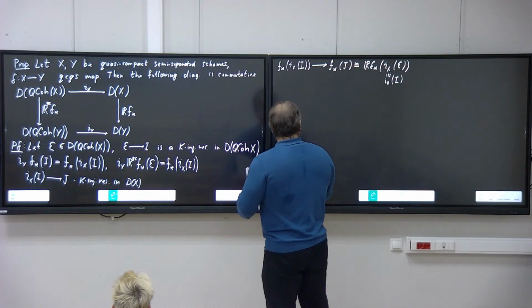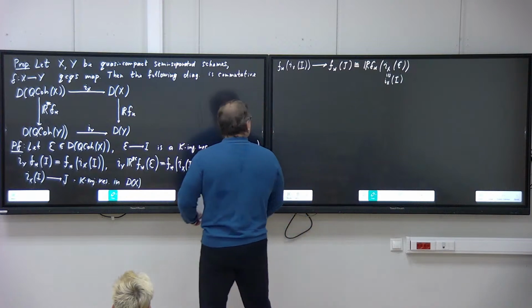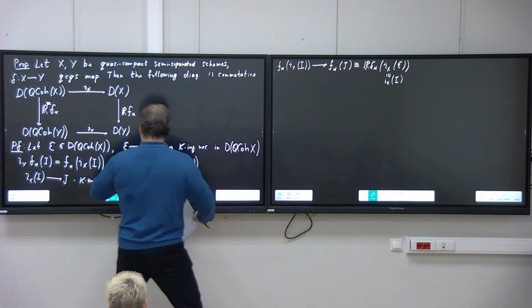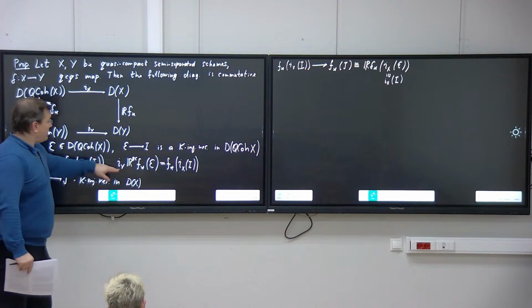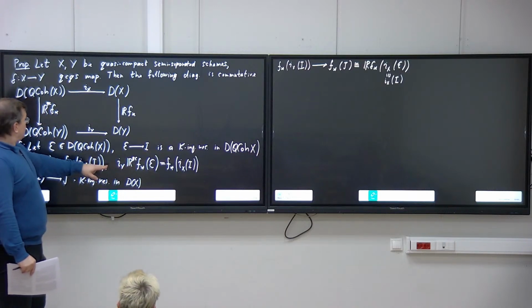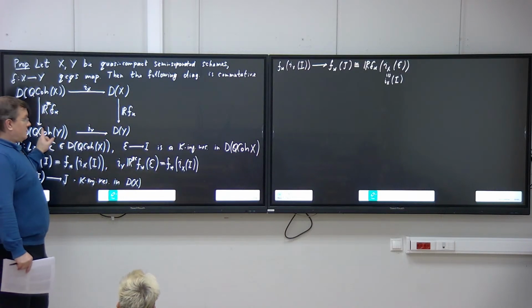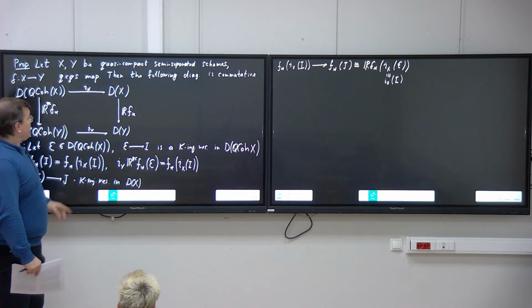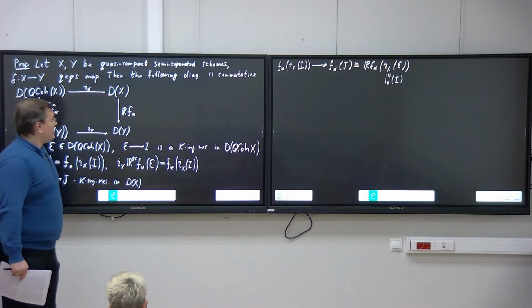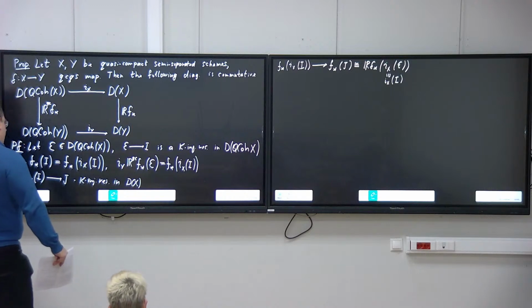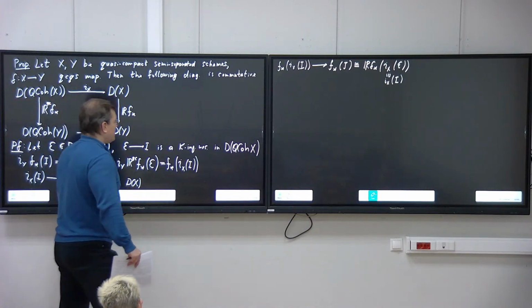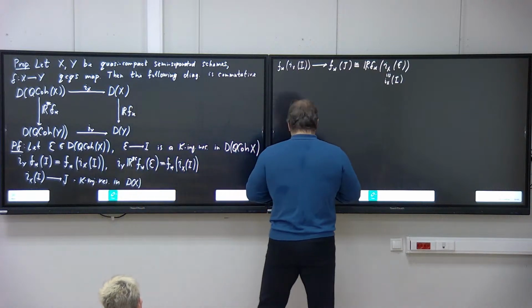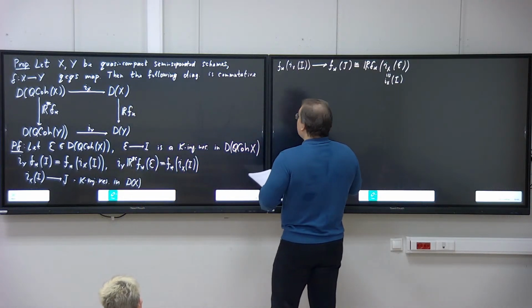So essentially, that's the map. If you look at the beginning of what we've done, this is the composition in the square, and then we get the map to this composition. So I want to show that this map is always an isomorphism in the category D of y. This will be two reductions.